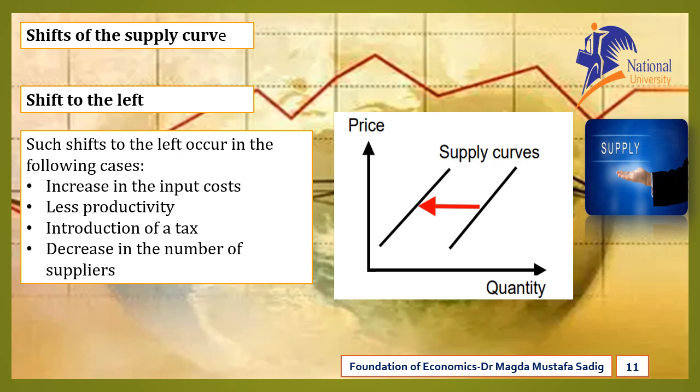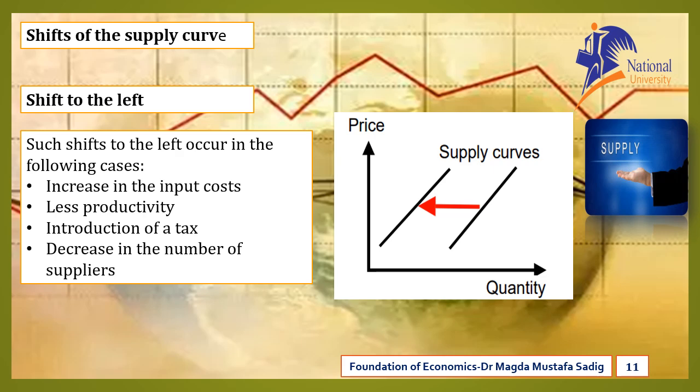Introduction of a tax. When the government imposes a new tax, like a production or sales tax, it increases the cost of doing business. This discourages supply. So if a carbon tax is imposed on factories to reduce pollution, firms might find it costlier to produce goods like cement or steel, so it reduces their supply in the market.